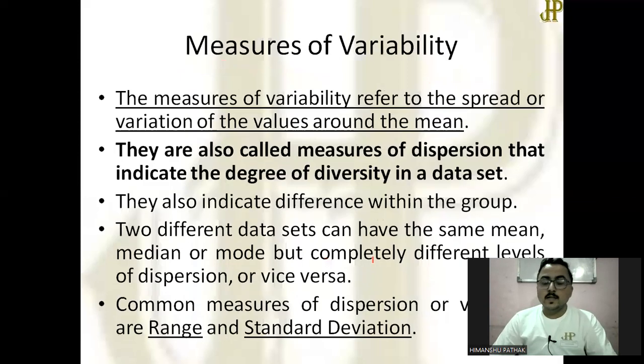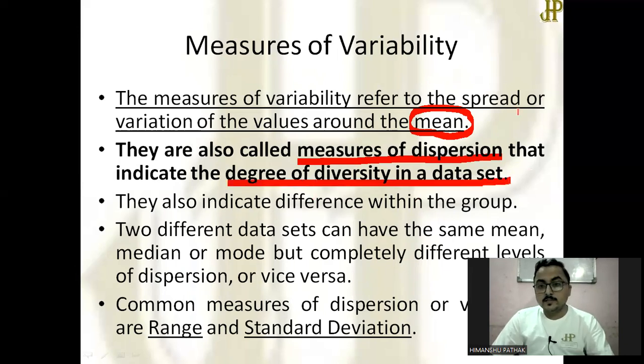Now moving on further, the next topic is measures of variability. So what is the basic difference between variability and central tendency? The measures of variability refer to the spread or variation of the values around the mean. You are going to check how data are spread out based on the mean. It is also known as measures of dispersion. That means it indicates the degree of diversity in a data set based on the mean. Here you will see range, standard deviation and variance.